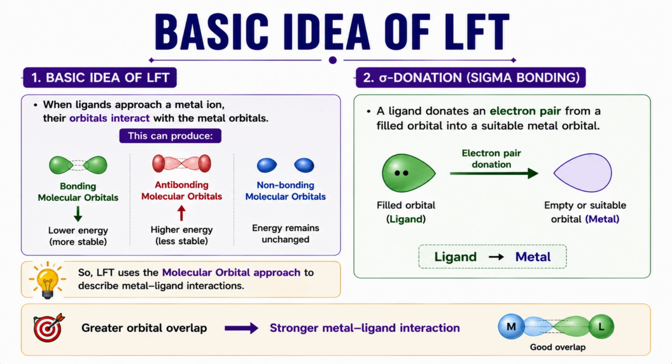The simplest interaction is sigma bonding. A ligand donates an electron pair from a filled orbital into an empty or suitable metal orbital. This is called sigma donation. The metal-ligand interaction can therefore be described using molecular orbitals. Greater orbital overlap generally means stronger metal-ligand interaction.